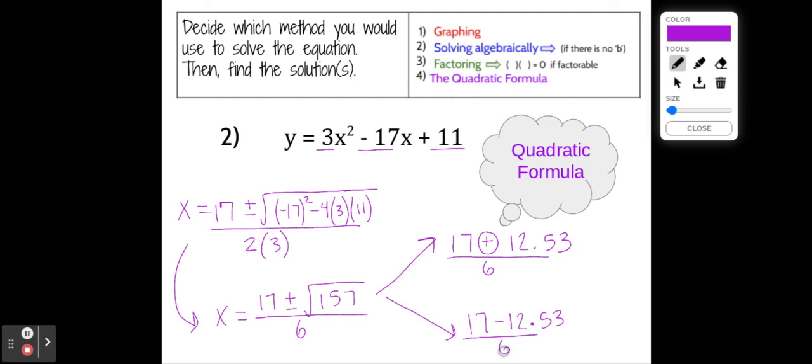over 6. And you could do 17 plus and type in the square root of 157. That works too. I'm going to round it. I think we'll still be okay. So 17 plus the 12.53, and we're going to divide that by 6, giving us the answer of about 4.9.